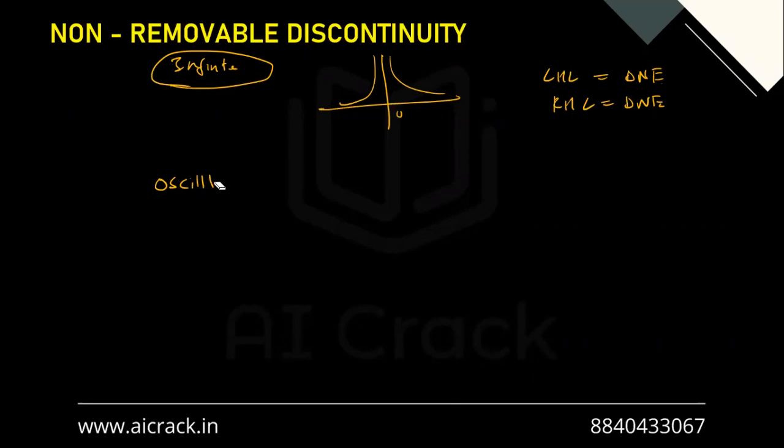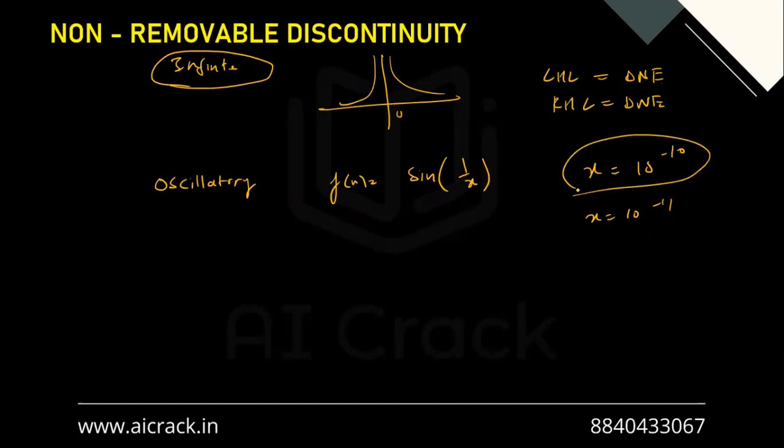Now let's talk about oscillatory. The standard example for this one is f(x) = sin(1/x). Now let's take an example. Let's say x = 10^-10 and x = 10^-11. Both are close to 0, right? Both are approaching 0. But we never know, we cannot know what kind of value sine would take for this value and for that value.